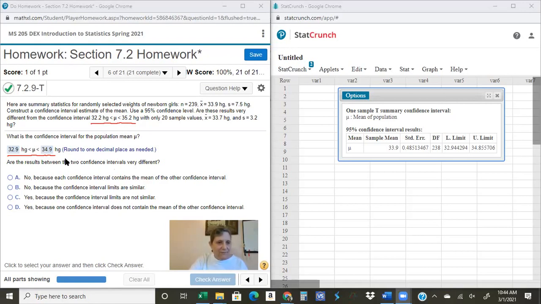So are they very different? No. Because each confidence interval contains the mean of the other confidence interval, or just because they're similar. We really didn't even worry about means too much. Let's just call it because they're similar and see how they like that.